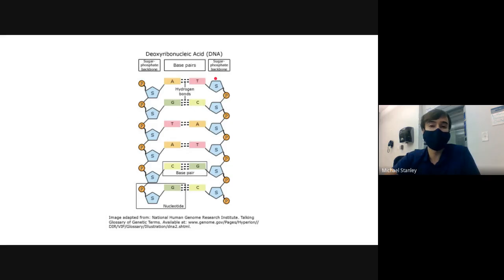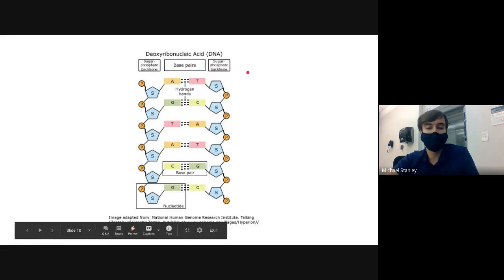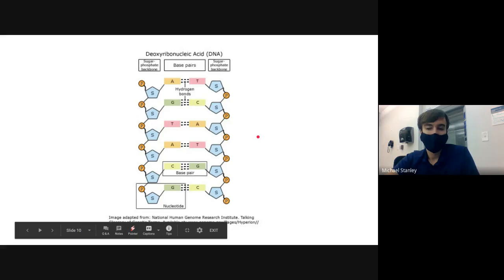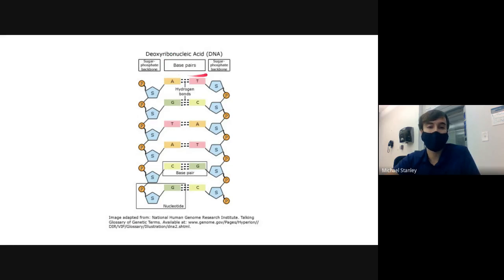But it's not a completely random mishmash of which bases go together in the middle. So is there anything you guys notice about how the bases line up across from each other in the middle of our DNA structure right here? Is there any sort of pattern of how these bases are pairing up with one another?